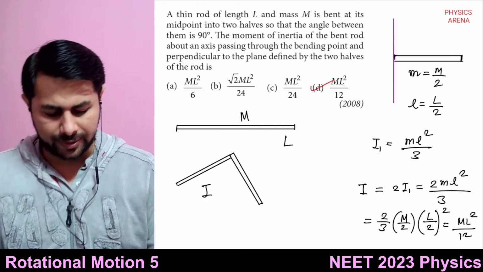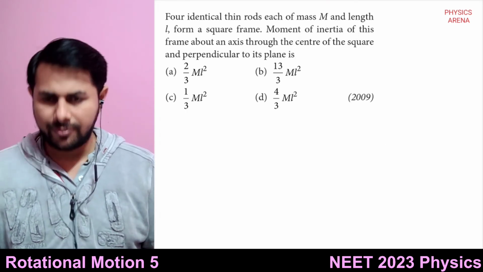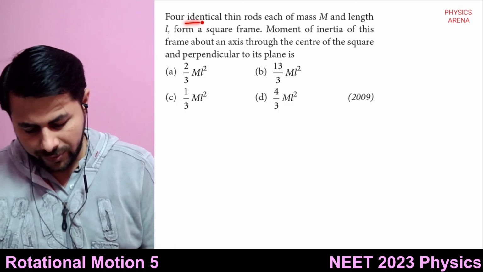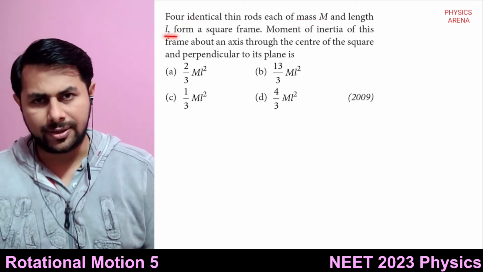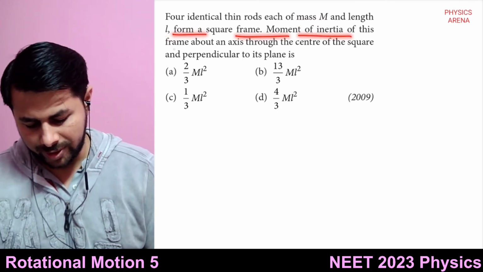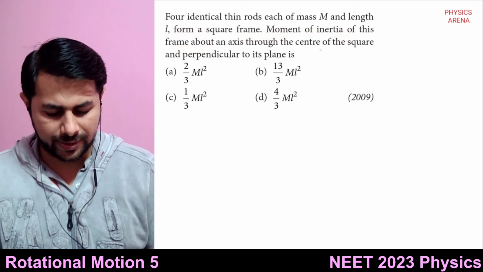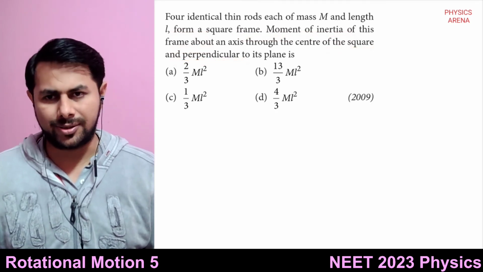So this will be the answer, option D. All right, so let us see the next question. Four identical thin rods, each of mass m and length l, form a square frame. The moment of inertia of this frame about an axis through the center of the square and perpendicular to its plane is.